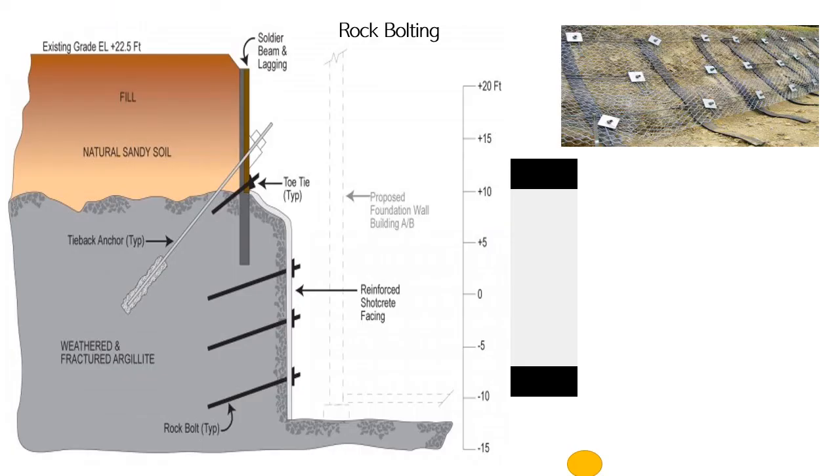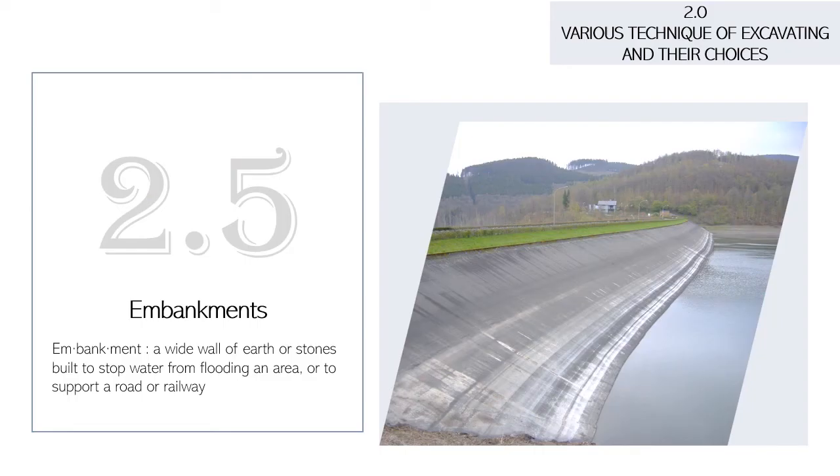This shows the illustration of rock bolting, and this is the view from the side face of the rock. The final technique of excavating is embankment. Embankment refers to a wide wall of earth or stones built to stop water from flooding an area or to support a road or railway.